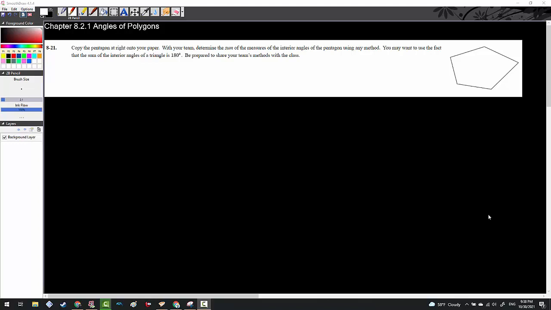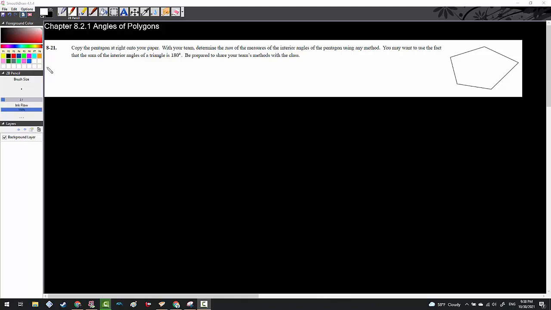In today's episode, we begin Chapter 8 with Chapter 8.2.1, which is Angles of Polygons. So in 8-21, we are going to be copying the pentagon at the right onto our paper. And with our team, we're going to try to determine the sum of the measures of the interior angles of the polygon using any method we want.